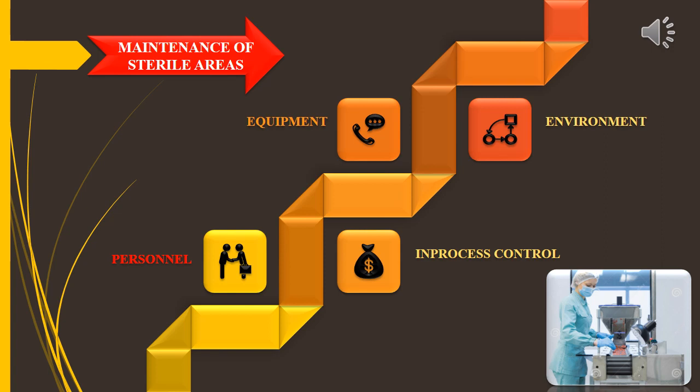Next we are moving to maintenance of sterile areas. Maintenance includes personnel, equipment, environment and in-process control. Personnel involved in sterile product manufacturing and the equipment involved in that, the environment of the aseptic area, then in-process control in that. Everything should be maintained.